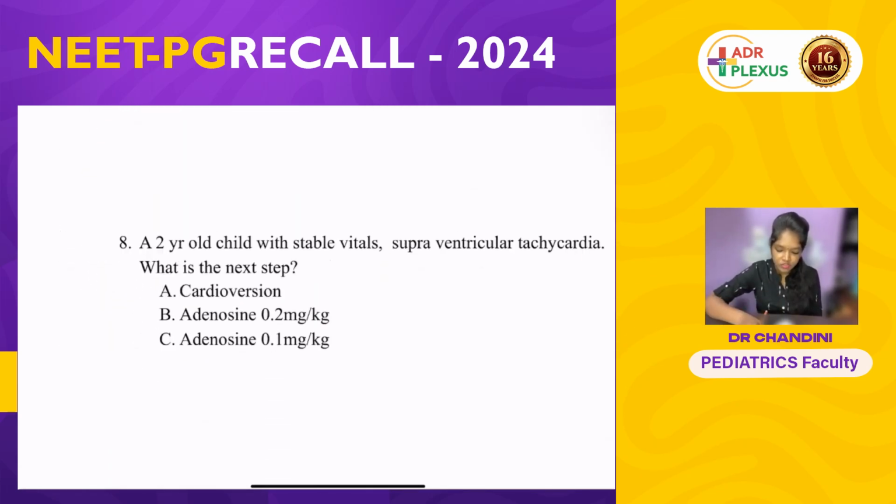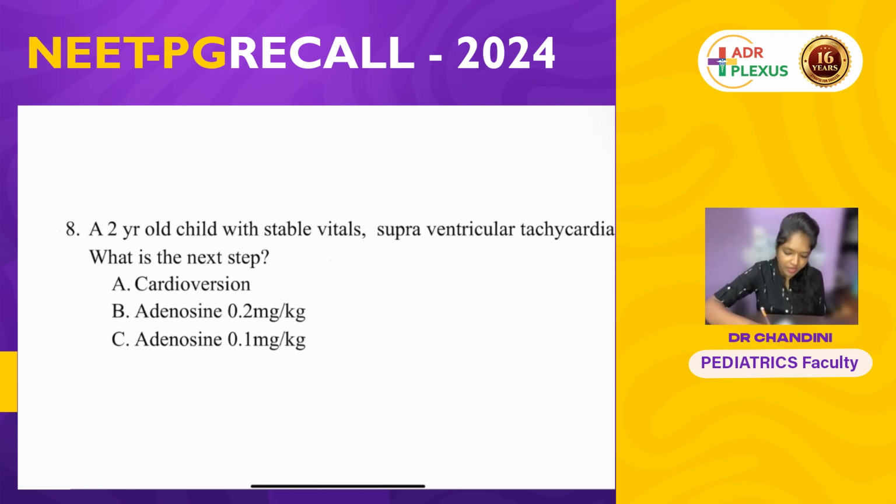Moving on to the next question. So this was a question on a 2-year-old child whose vitals are stable, who presented with supraventricular tachycardia. This was given. And what is the next step? Cardioversion, adenosine, 2 doses of adenosine is given. So the first thing whenever a child presents with supraventricular tachycardia is that we have to see whether the child is stable or unstable. How is the hemodynamic status?